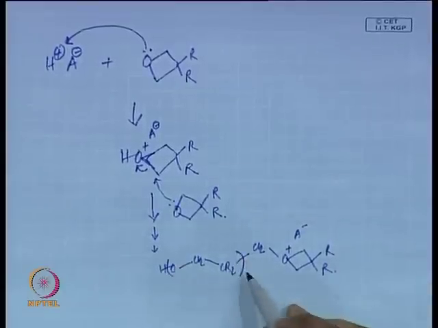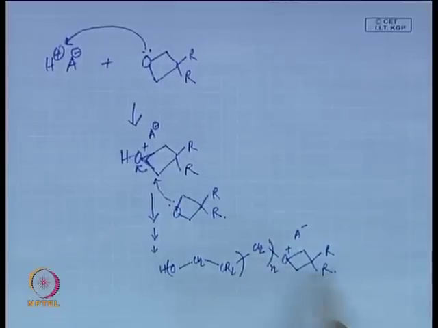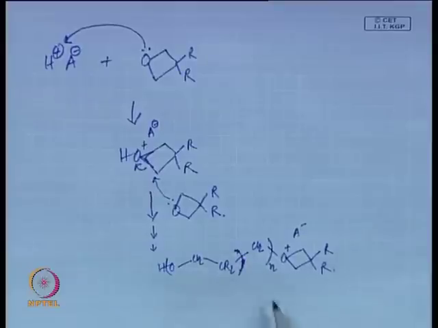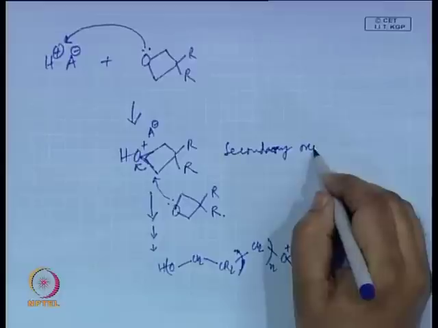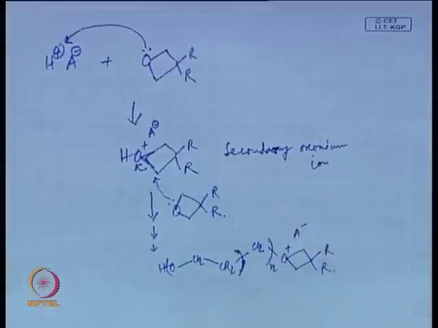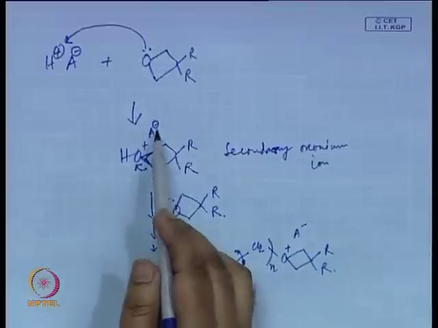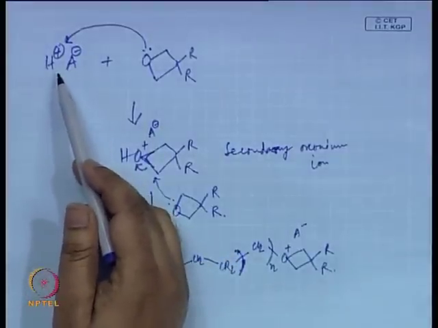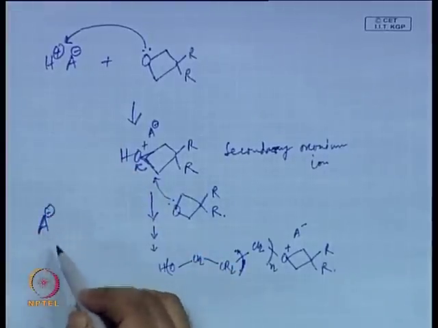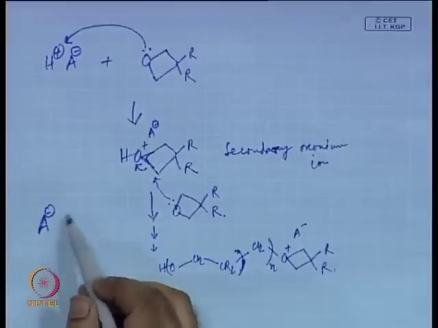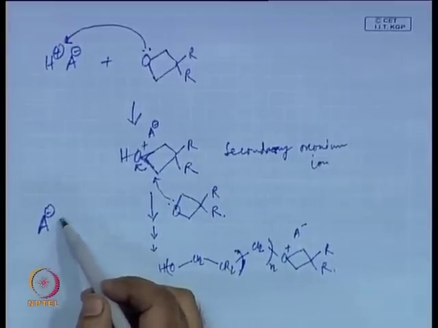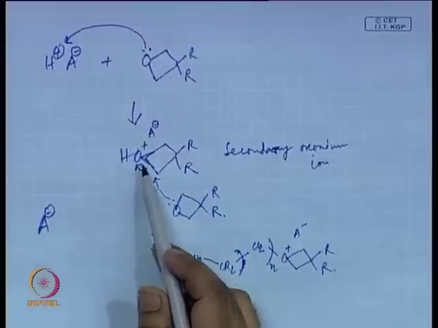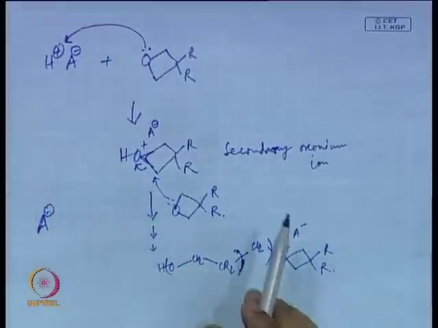So, you can make a polymer like this. This will form a secondary oxonium ion. This is a tertiary oxonium ion. Now, we have been saying that you need a very strong acid, because if your acid is not that strong, then the counter ion will have sufficient nucleophilicity to either attack the oxonium ion or a proton and stop the reaction there itself.